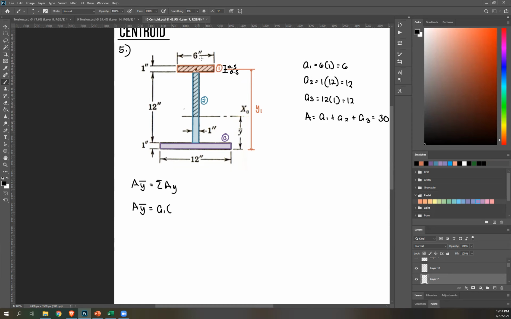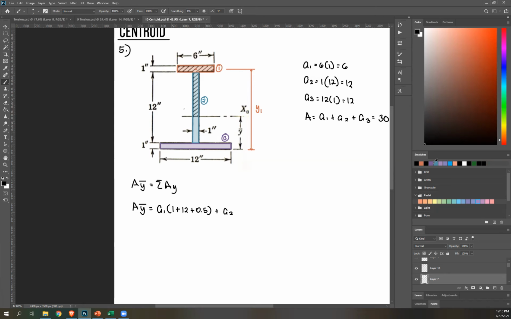Therefore, the distance of this point, your centroid, to the base or reference axis is again 1 plus 12 plus 0.5, and that is 13.5. So you can just write it so you'll understand how 13.5 came to be. So 1 plus 12 plus 0.5. So that's A1.